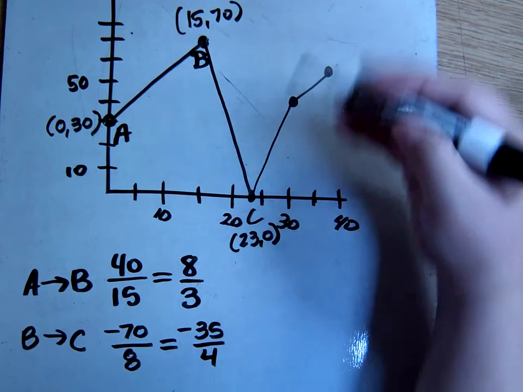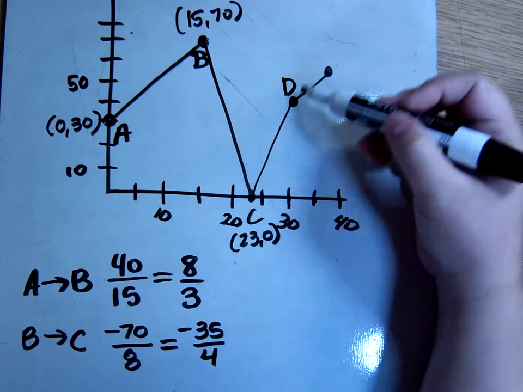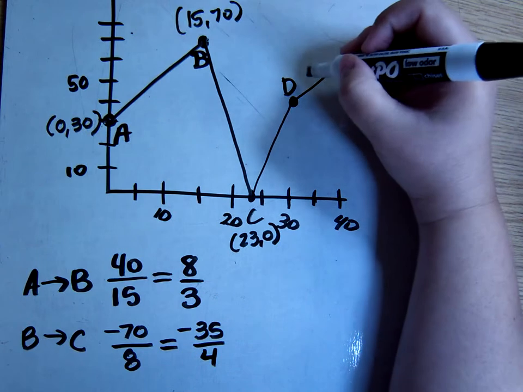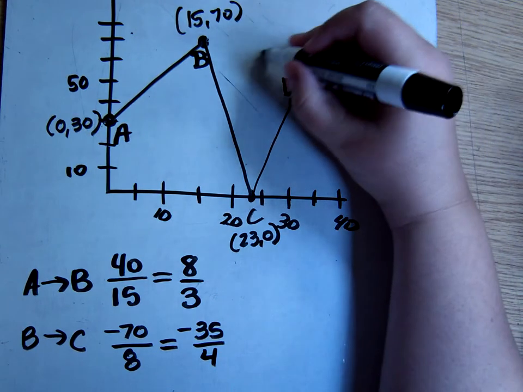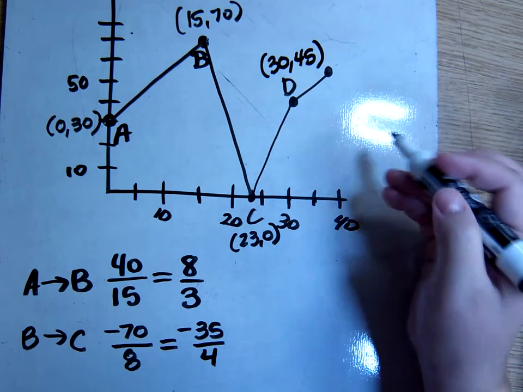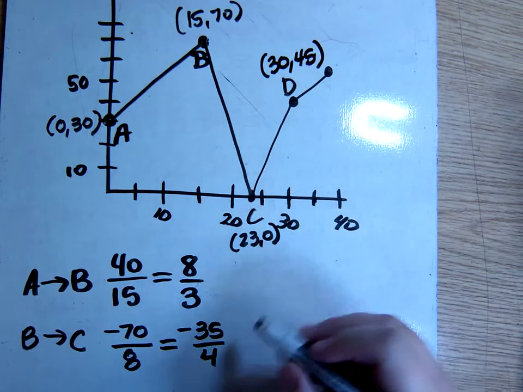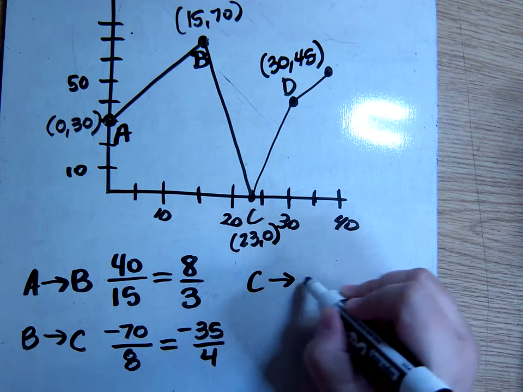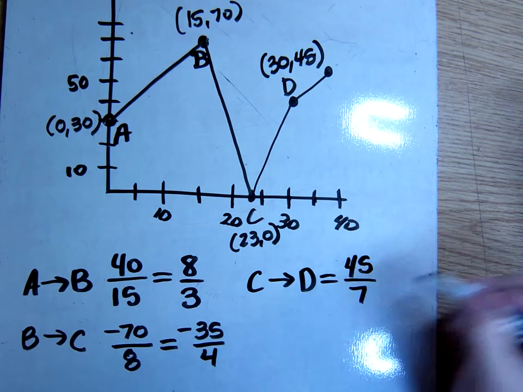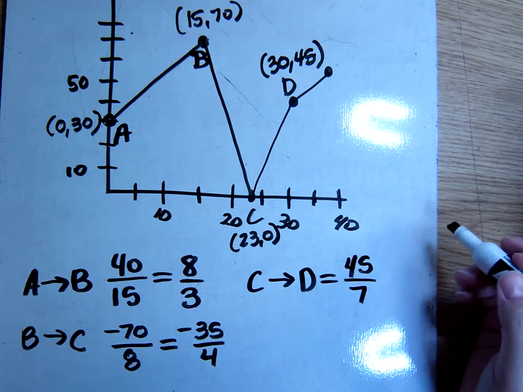The rate of change from C to D should be positive again. So this time we are going from 23, 0 to 30, 45. So it's 45 minus 0 over 30 minus 23. That can't be simplified.